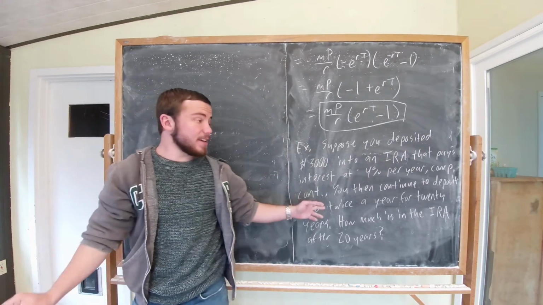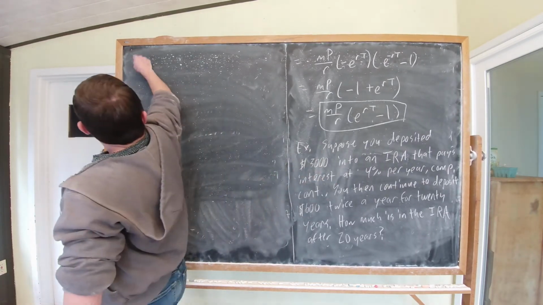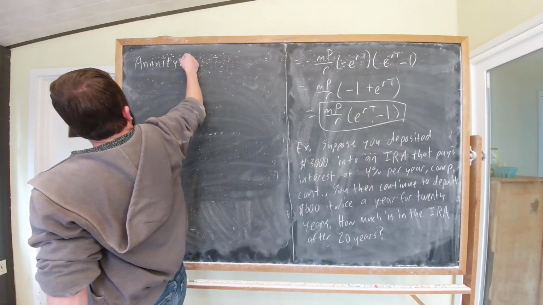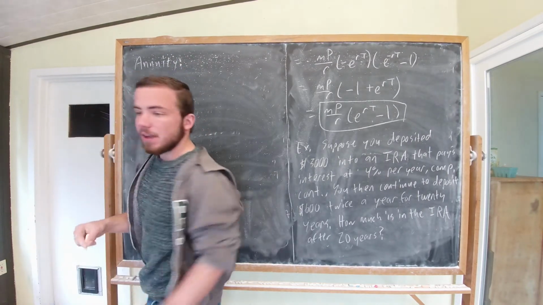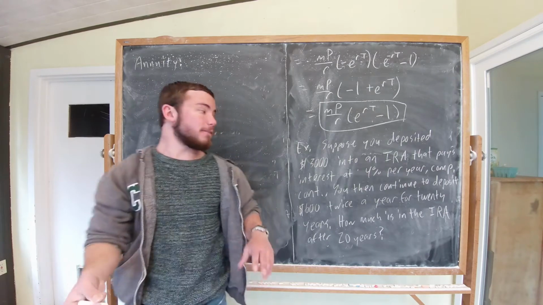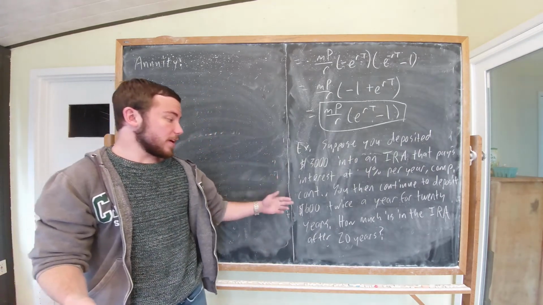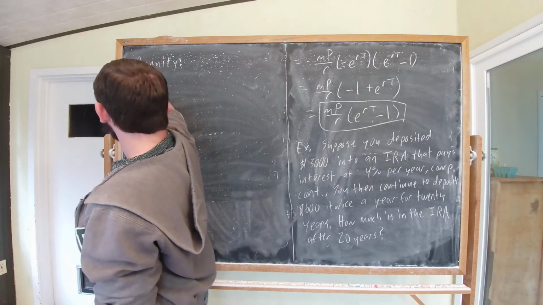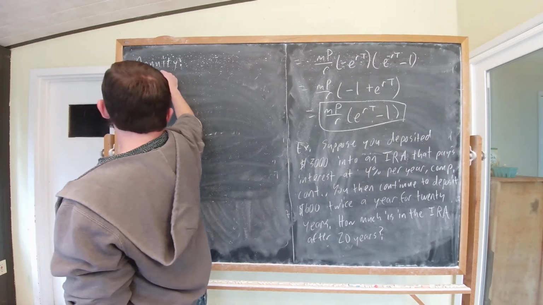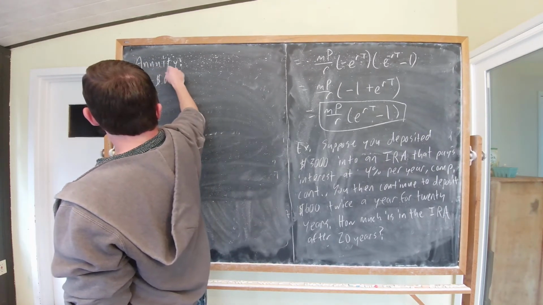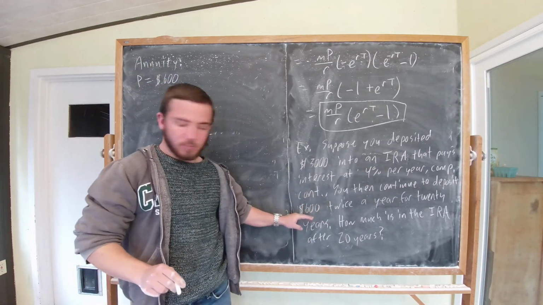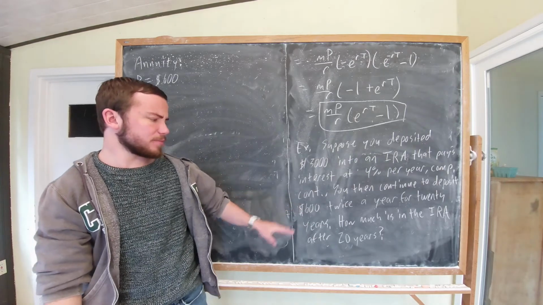So, this is an annuity. Using our previous setup for annuities, it's an annuity with our payment, our constant payment, being $600. Right? We're setting it up with our $600.